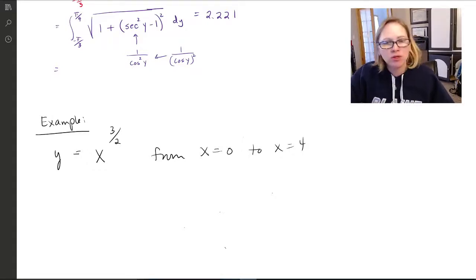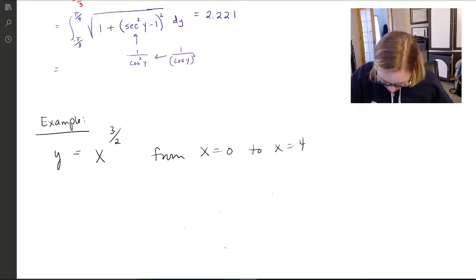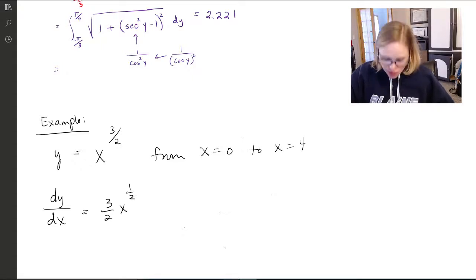So I know that I'm going to be using the derivative with respect to x, and I'm going to use the x coordinates, basically what's given to me. But essentially, I'm going to find dy dx. So it's 3/2 x to the 1/2 power. So that is what I'm going to be plugging in.